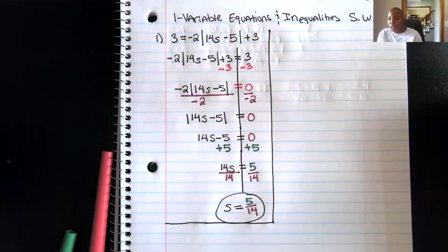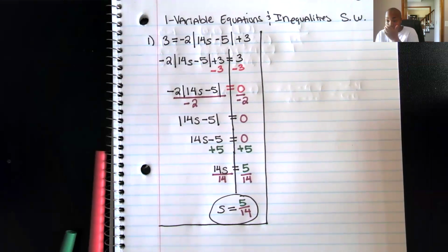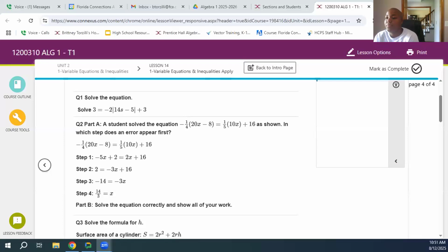Okay, let's go to question 2. I might have to share my screen on this one. All right, question 2. A student solved the equation -1/4 times (20x minus 8) equals 1/5 times (10x plus 16) as shown. In which step does an error appear first?